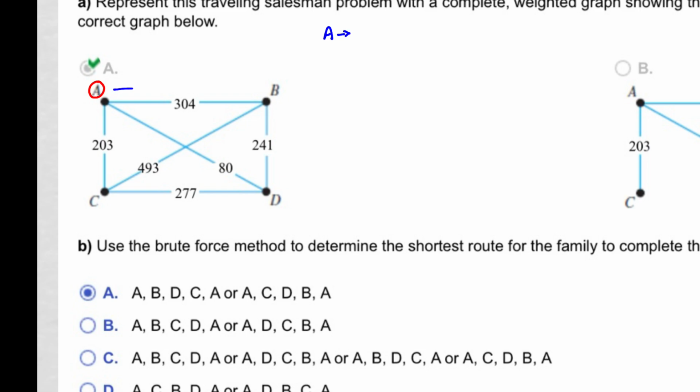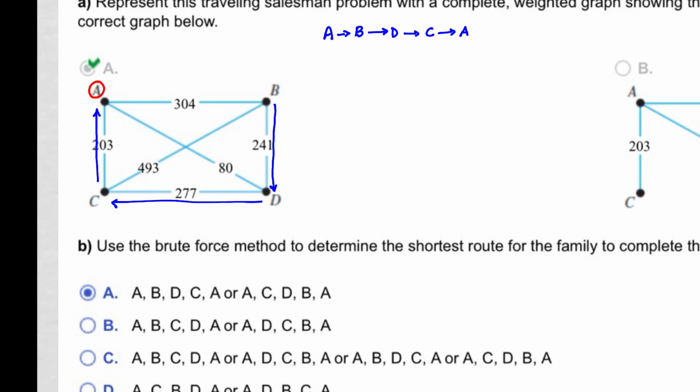and I could go to B. And from there, I could go to D. And from there, I could go to C. And then return to A. So that's one way of traveling through this graph. We're not traveling through every edge like an Euler circuit. We're doing a Hamilton circuit where we just have to visit every vertex. So that's one route.